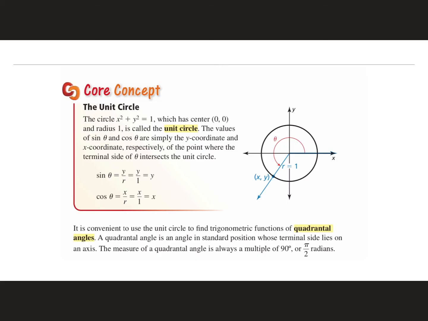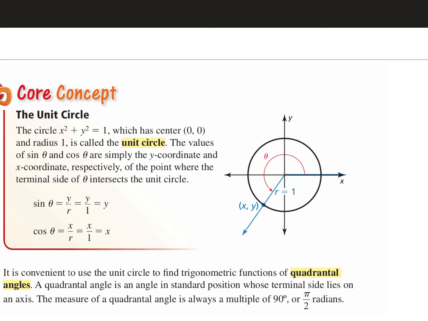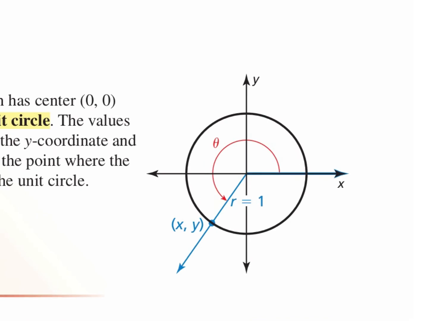So next we have the unit circle. Our unit circle is when r is equal to 1. Questions about the unit circle are always going to say, use the unit circle, and that means r is equal to 1. Whenever the question says unit circle, you know r is going to be equal to 1. The unit circle is just when our radius is 1.